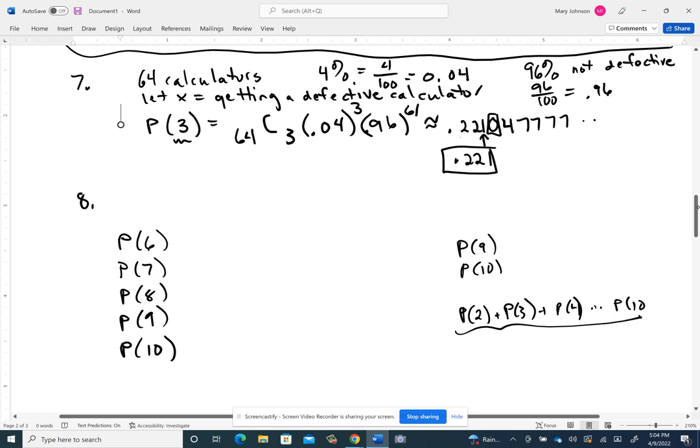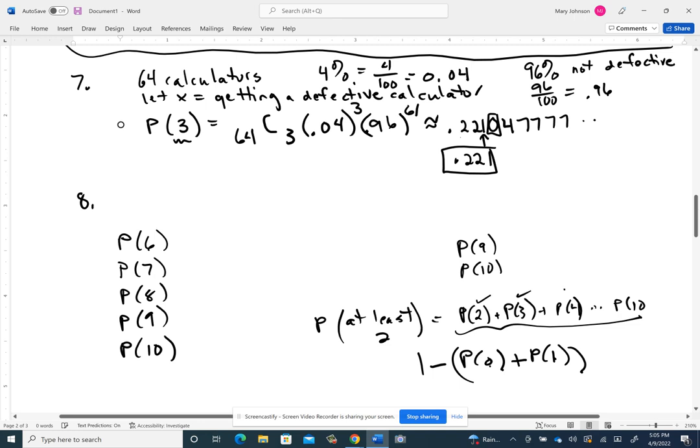But if they wanted the probability of at least 2, then you might want to think, okay, well, that means 0, 1, or 2. Wait, I said it wrong. That's not what I meant. If they say the probability of at least 2 and you want a shortcut way of doing it, you could get the probability of no calculators being defective and the probability of 1, and you could add those up and then take all of that away from 1. That's what I meant to say.